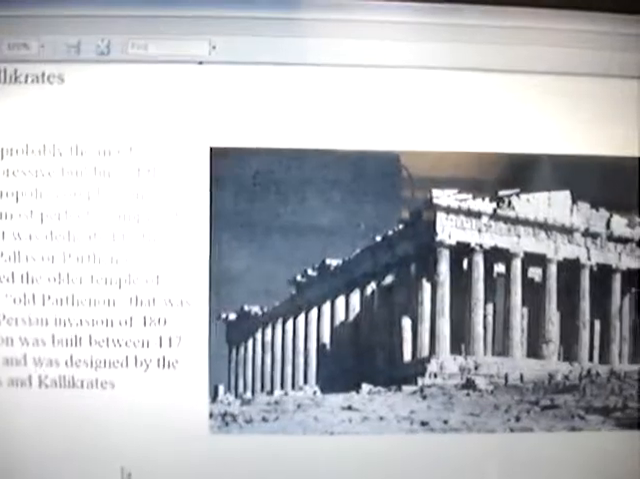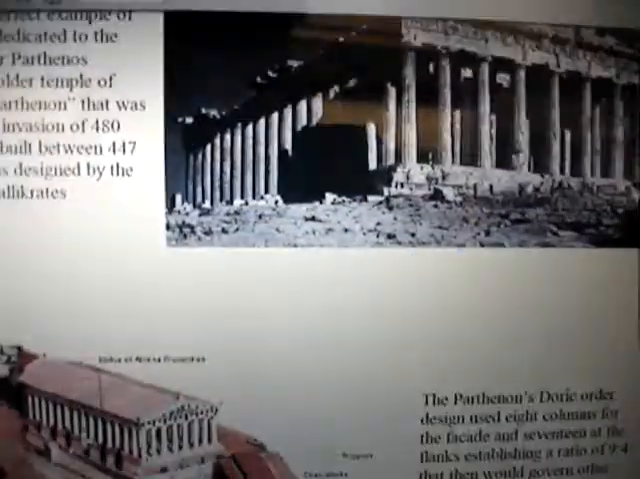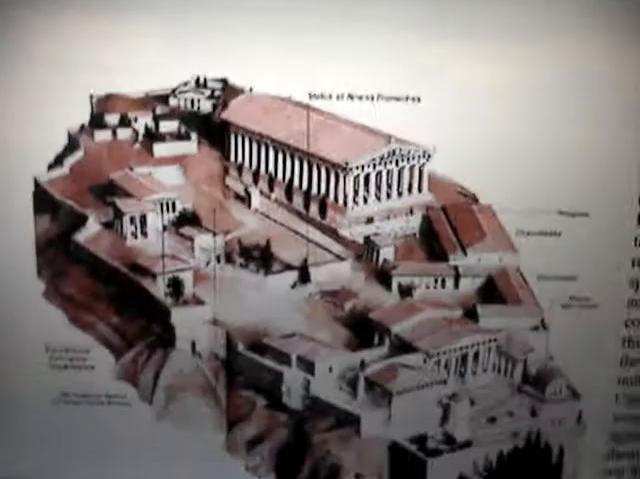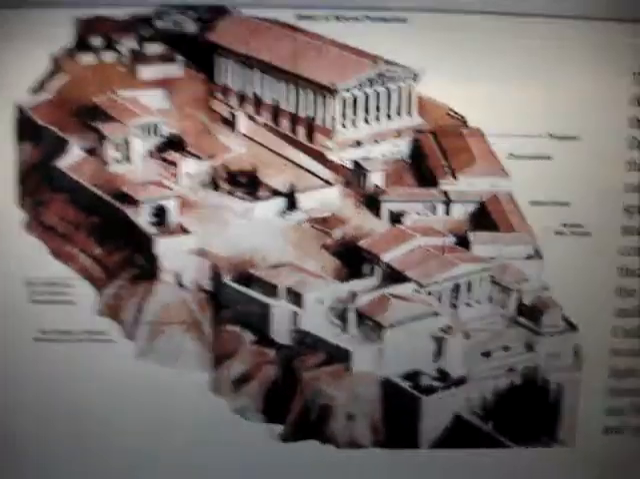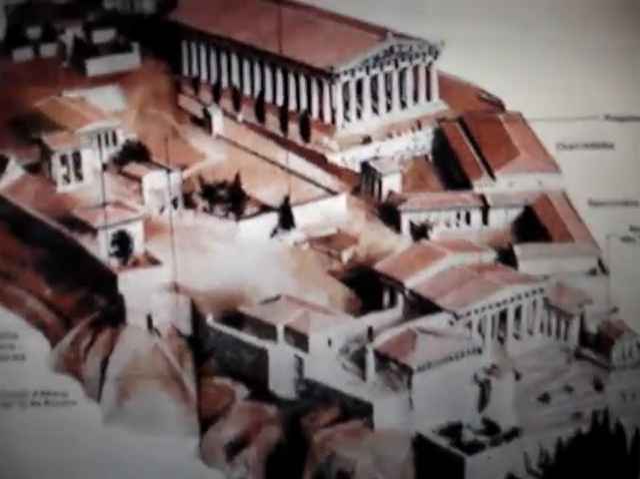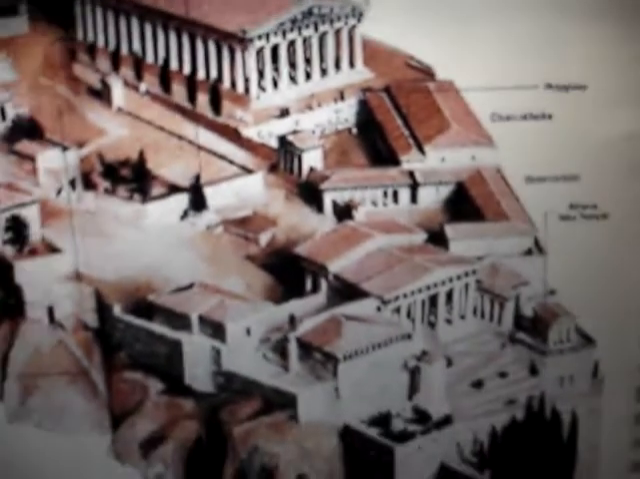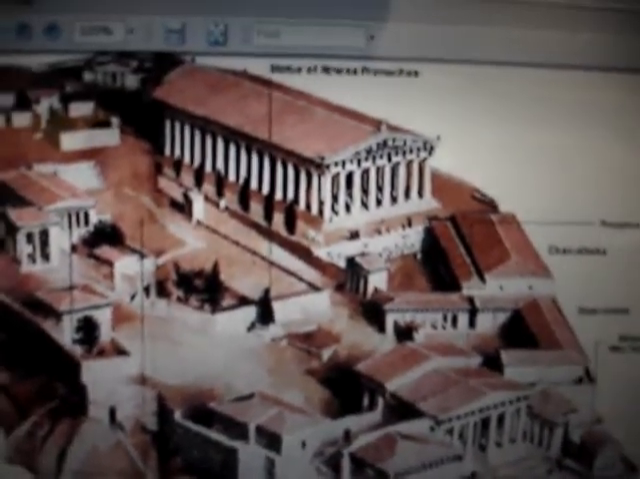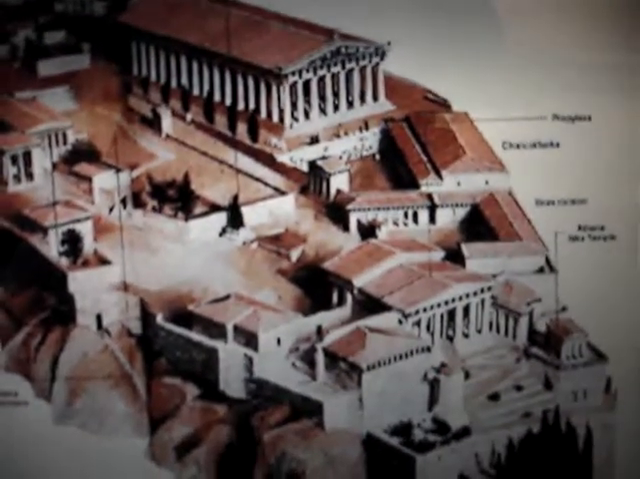The Parthenon was built between 447 BC and 432 BC and was designed by the architects Iktinos and Callicrates. The Parthenon's Doric order design used 8 columns for the facade and 17 at the flanks, establishing a ratio of 9 to 4 that then would govern other ratios throughout the temple, like spacing between the columns and their height.